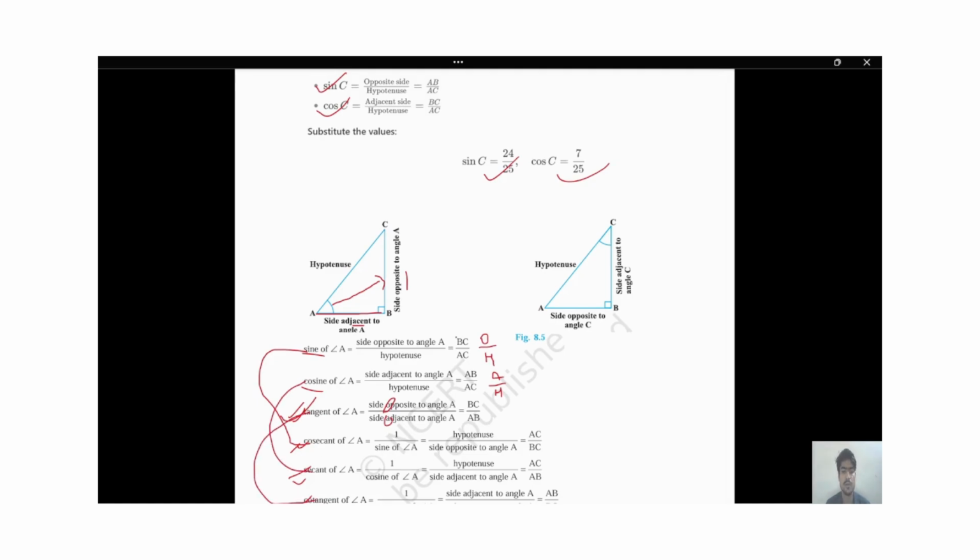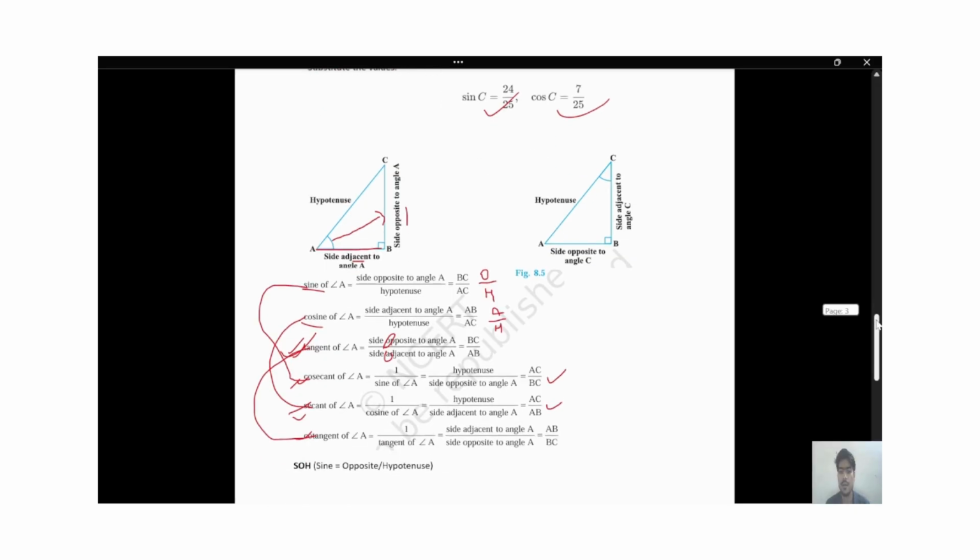Let's see here. BC by AC, we get AC by BC. AB by AC, we get AC by AB. BC by AB, now see here, we get AB by BC. So if you know the first three functions, the later three functions are the opposite of the first three functions. I think this is clear to you. So you have to remember only the first three functions.